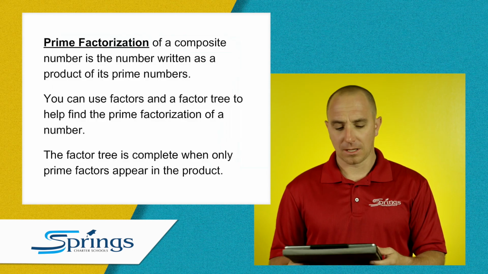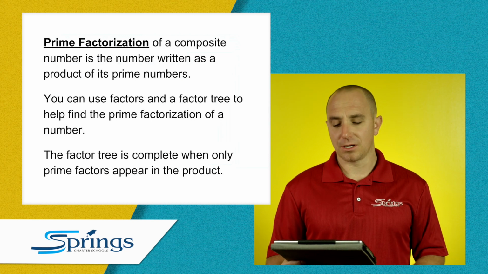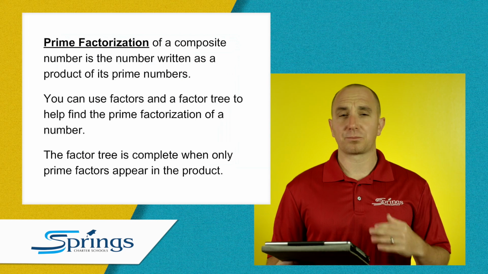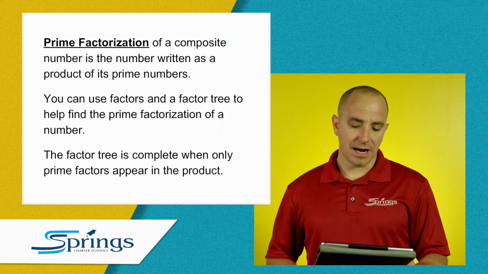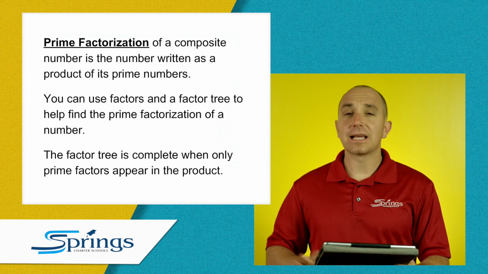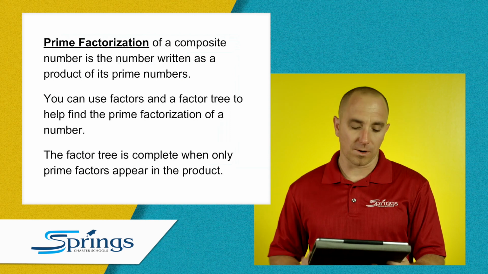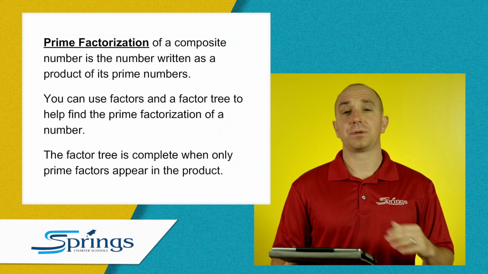All right, so now let's jump into prime factorization. The prime factorization of a composite number is the number written as the product of its prime numbers. Now, you can use factors and a factor tree to help find the prime factorization of a number. I know it sounds like a lot of different things, but it's really not so hard, and you've done things like this before. A factor tree is complete only when prime factors appear in the product.